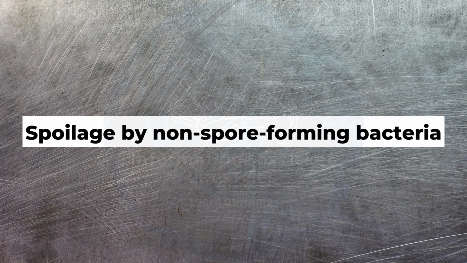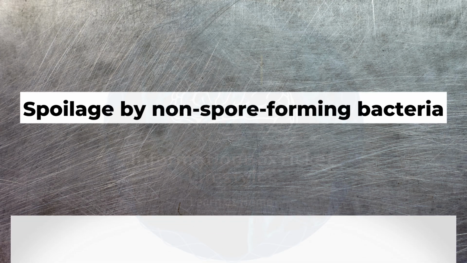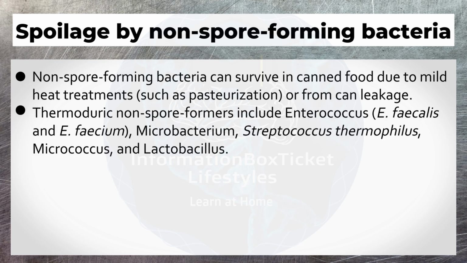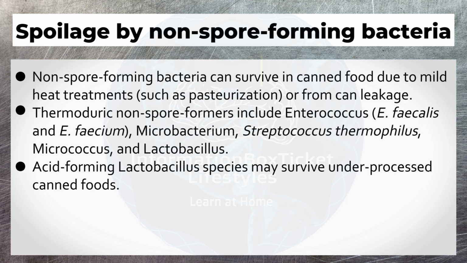Spoilage by non-spore-forming bacteria. Non-spore-forming bacteria can survive in canned food due to mild heat treatments, such as pasteurization, or from can leakage. Thermoduric non-spore formers include Enterococcus faecalis, Enterococcus faecium, Microbacterium, Streptococcus thermophilus, Micrococcus, and Lactobacillus. Acid-forming Lactobacillus species may survive in processed canned foods.